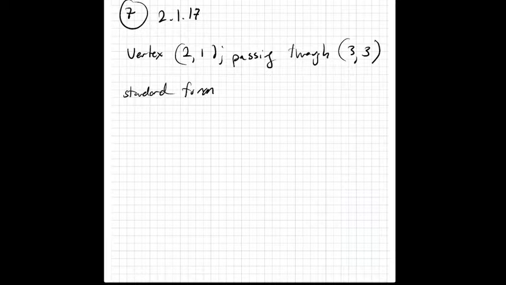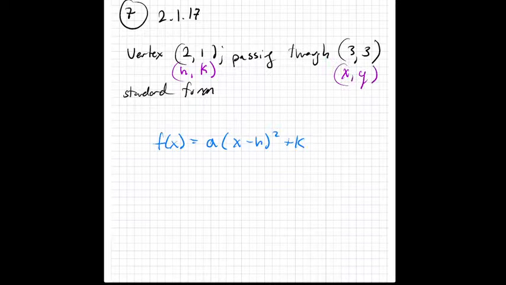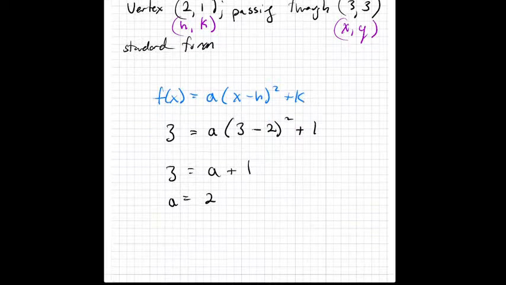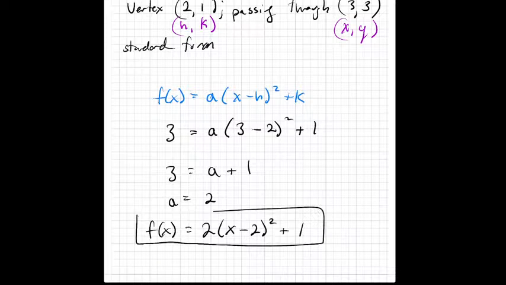Okay, the standard form of the equation of a quadratic is f of x equals a times x minus h squared plus k. So the vertex is our h comma k, the coordinates of the vertex, and the point it passes through is our x and y. If we plug the corresponding components in, y is 3, a is what we're trying to find, x is 3, h is 2, and k is 1. 3 minus 2 is 1, 1 squared is 1, 1 times a is a, so we get a plus 1. Subtract 1 on both sides and a equals 2. So our claim is that the quadratic in standard form is 2 times x minus 2 squared plus 1. This is the standard form of the equation of a quadratic.